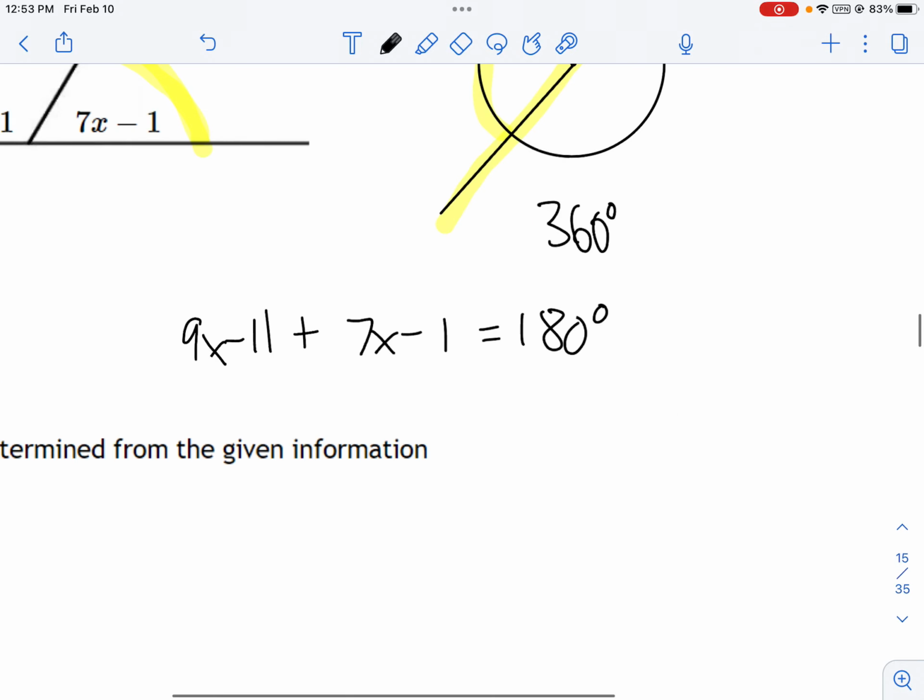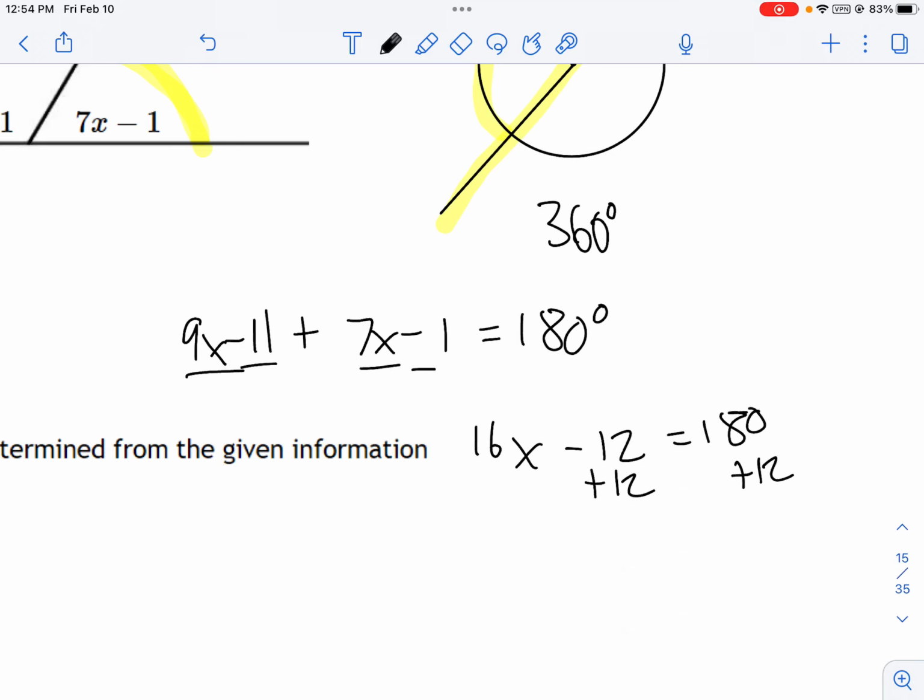Okay, so now we would go from here and I'd say, alright, well, combine your like terms. 7 plus 9, that'd be 16x. Negative 11 minus 1, negative 12, equals 180. Add the 12 to both sides, and we get 16x equals 192. And then from there, all you have to do is undo that multiplication to the x with a little bit of division. So we have 192 divided by 16, and we get x equals 12.